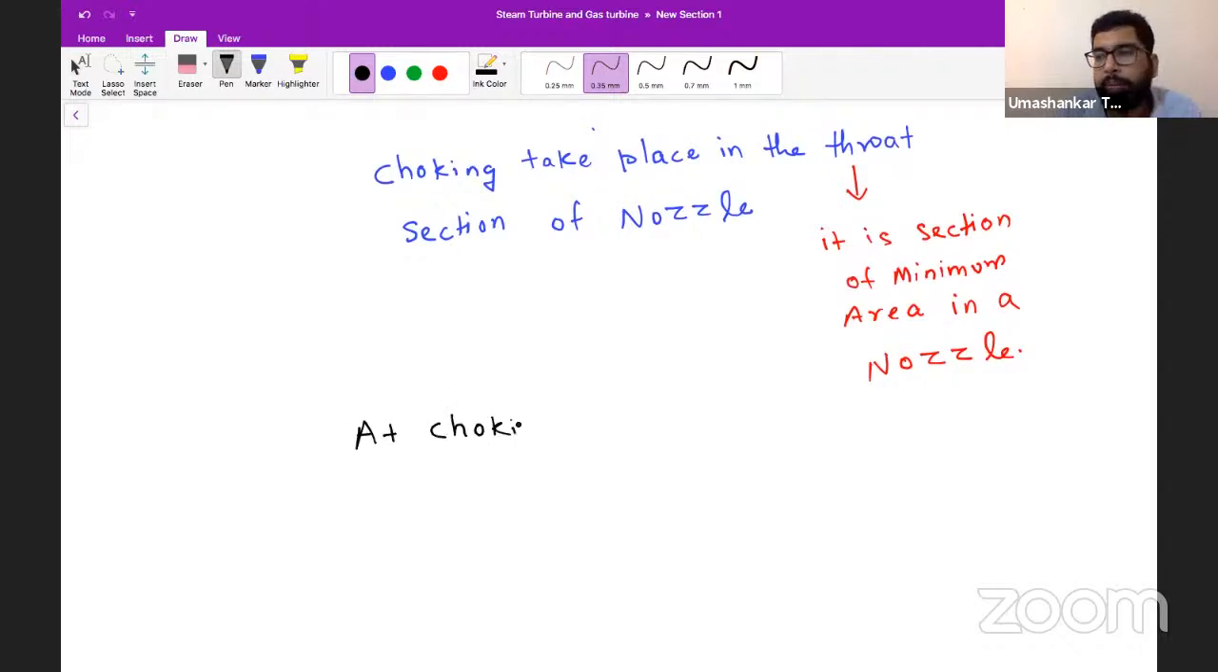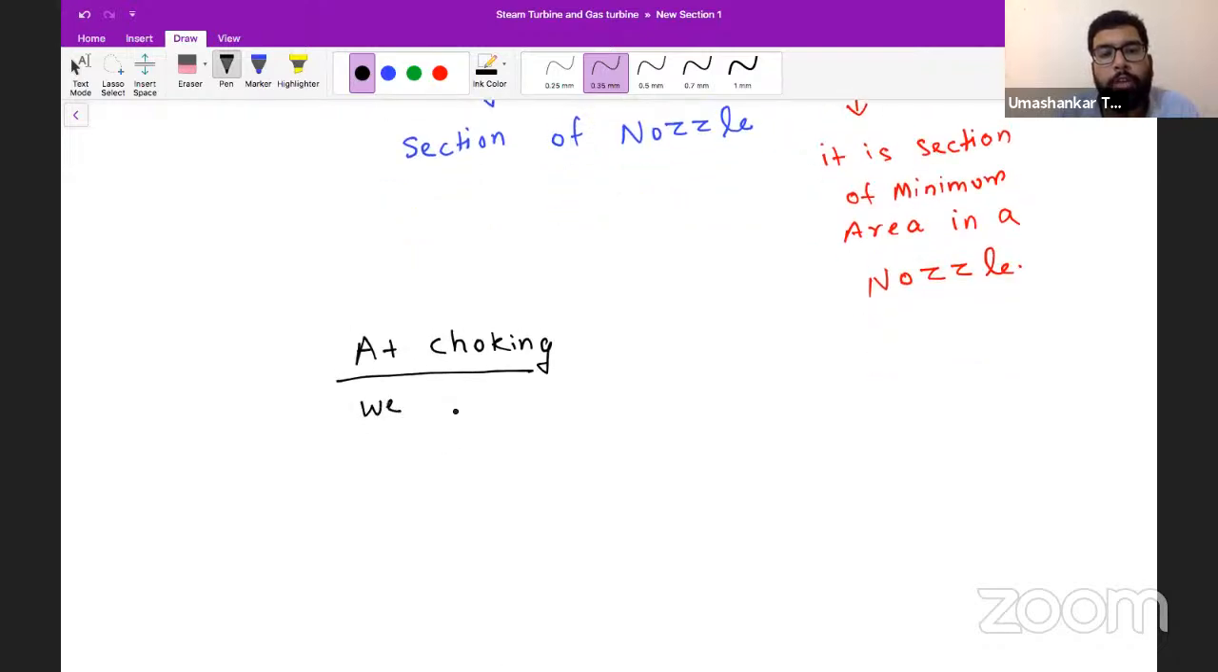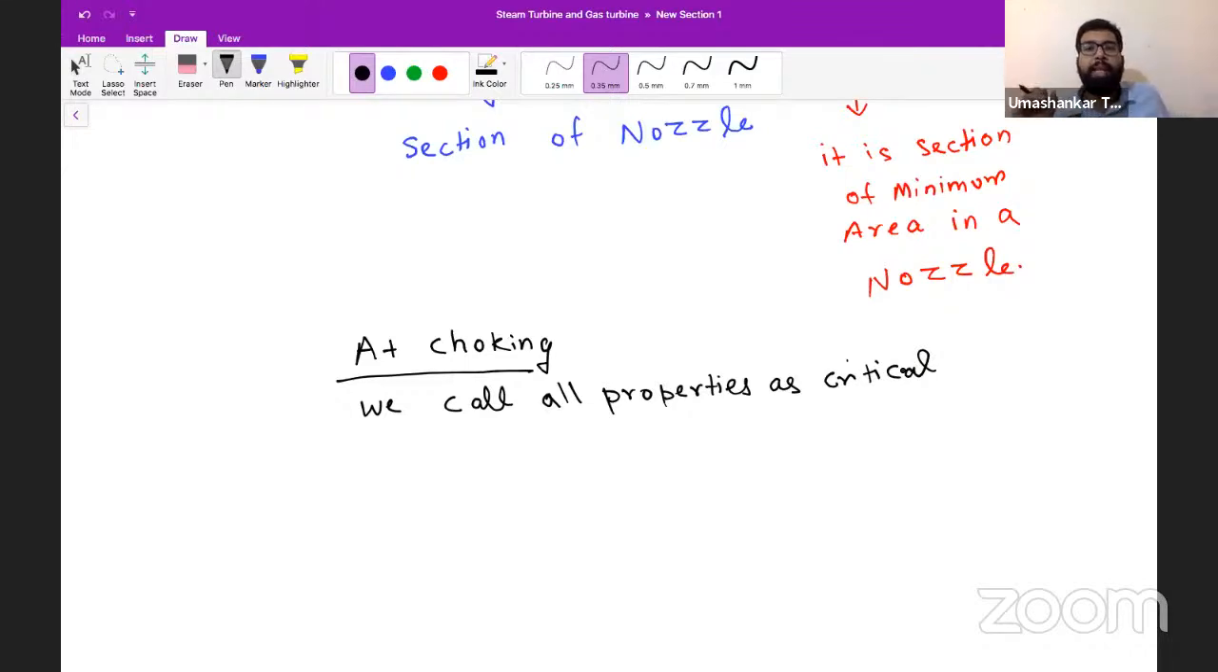This choking is very much important in understanding the behavior of a converging nozzle. So at choking, we call all properties critical. What are the critical properties at that choking point? If I ask what is the pressure at the throat, that pressure we call the critical pressure. So we are going to derive that.